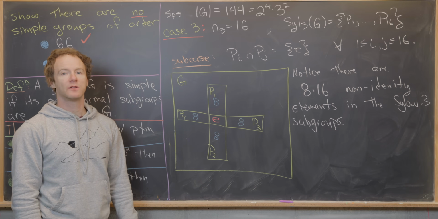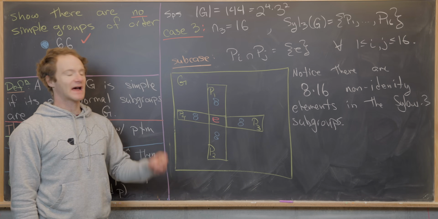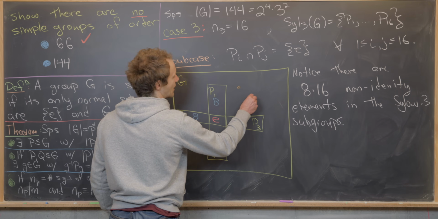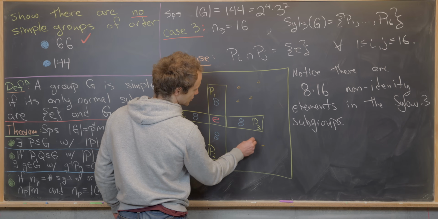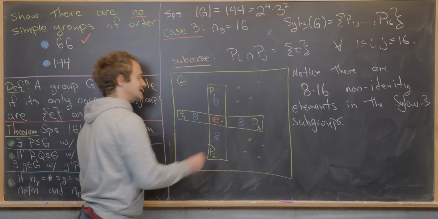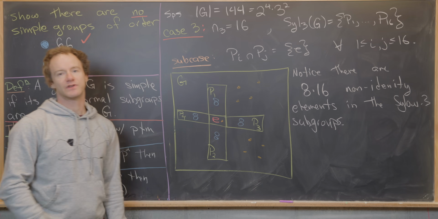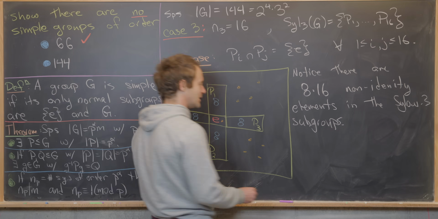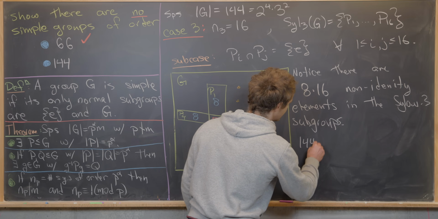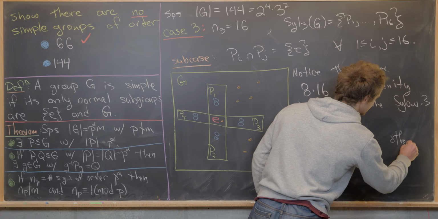Now we want to look at all of the rest of the elements. And so that would be the identity and then every element that is not in one of these groups. So those are kind of like living out here. So I'll just put some dots out here to show the elements that are not in any of those groups. Like I said, the identity is one of them because we're considering that as not counted here. So let's see how many elements are unaccounted for. So there are going to be 144 minus 8 times 16 other elements.